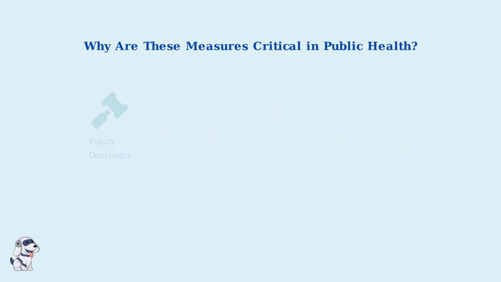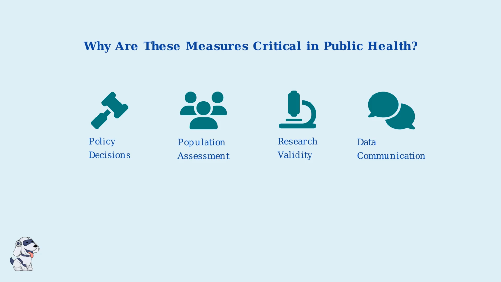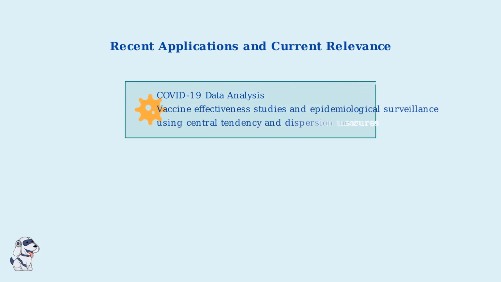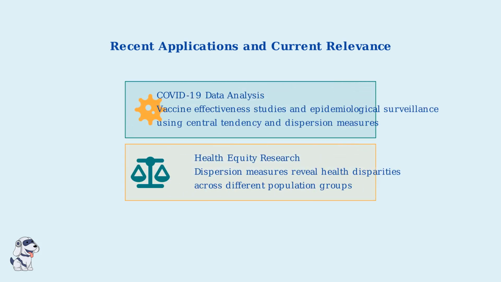These statistical measures are fundamental to public health practice. They help health officials make informed policy decisions, assess population health status, ensure research validity, and communicate complex health data to stakeholders and the public. Recent global events have highlighted the critical importance of these measures. COVID-19 data analysis has extensively used central tendency measures in vaccine effectiveness studies, while health equity research increasingly focuses on dispersion measures to identify and address health disparities across populations.